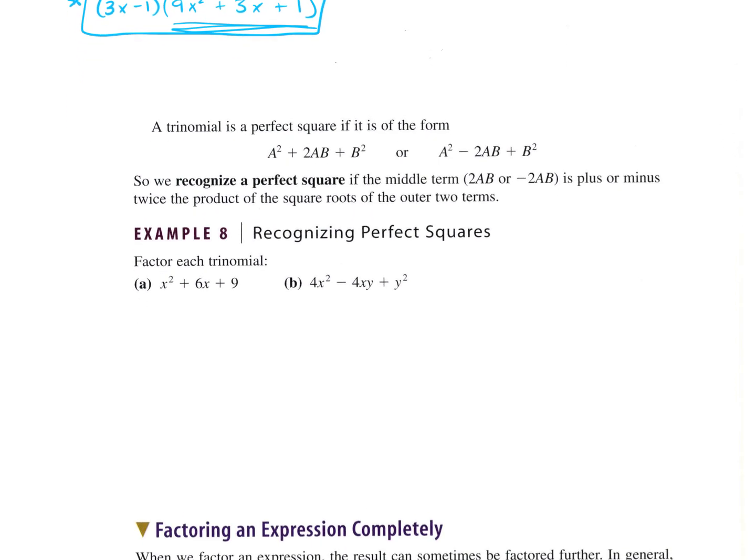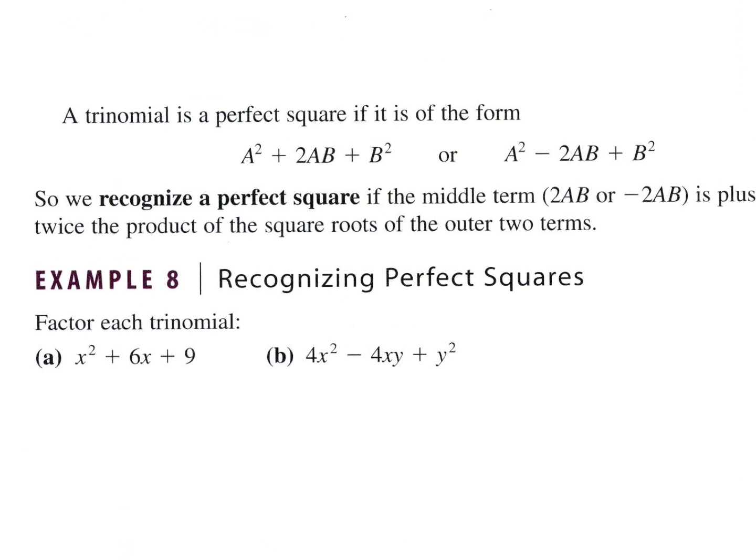A trinomial is a perfect square if it's in the form a squared plus 2ab plus b squared, or a squared minus 2ab plus b squared. So you have to have that 2ab in the middle for it to be a perfect square trinomial.